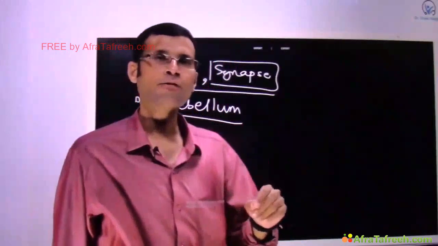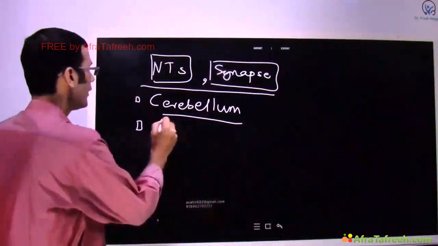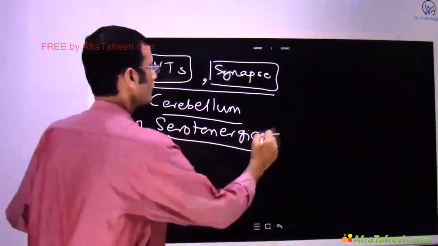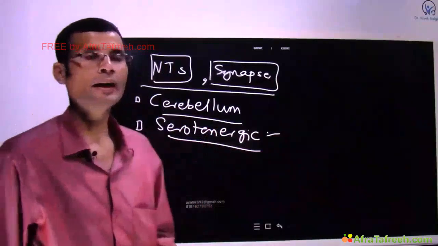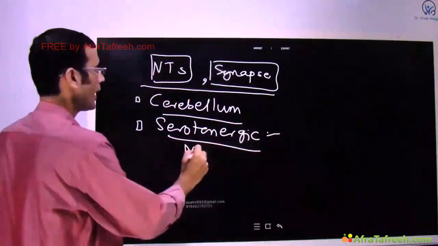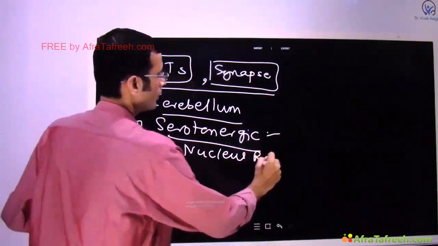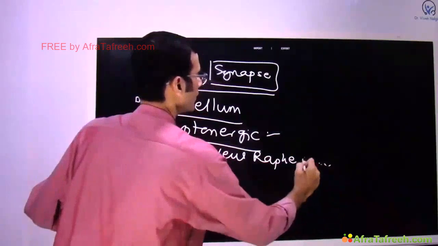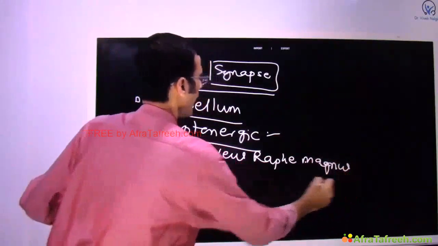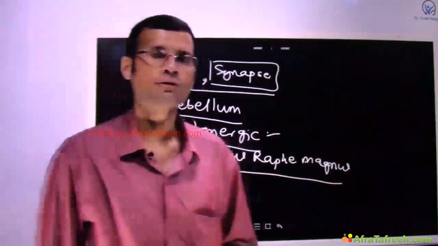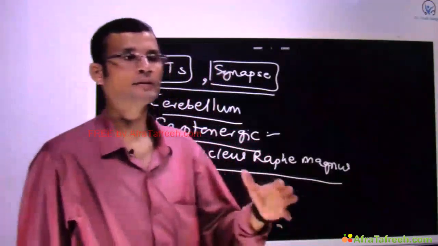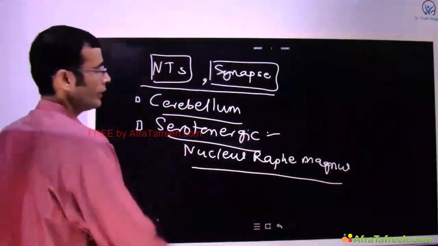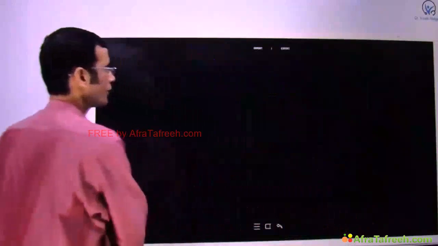Greatest density of serotonergic neurons is found where? Greatest density of serotonergic neurons is found in the area called nucleus raphe magnus. Midline raphe nuclei, or nucleus raphe magnus, has the greatest density of serotonergic neurons. This nucleus is said to be part of our descending analgesia system. It has the maximum density of serotonergic neurons.